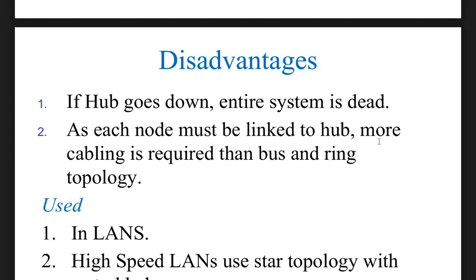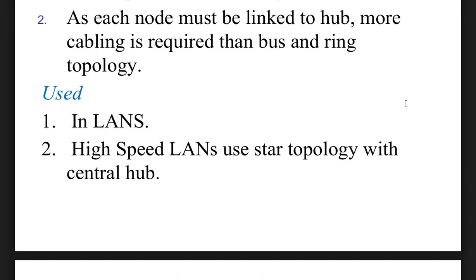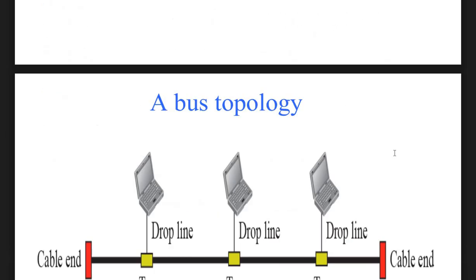Generally, where we use the star topology means we use it in LAN, local area network, and high speed LAN uses the star topology with the central hub. This is all the brief thing about the star topology. And one more thing is the cabling. Compared to mesh, this is better, but compared to the bus and ring, cabling is more. Okay, that concept is there.